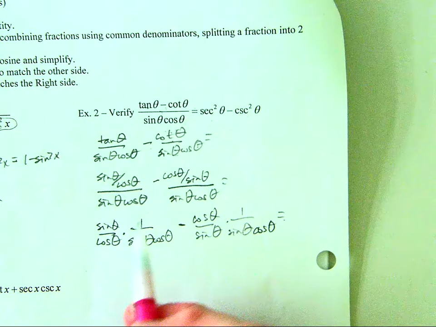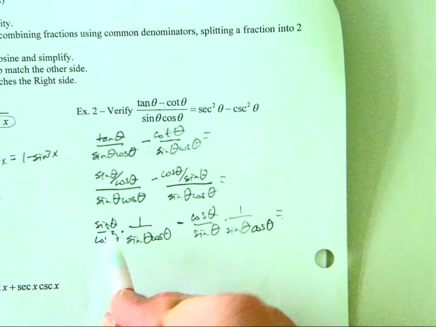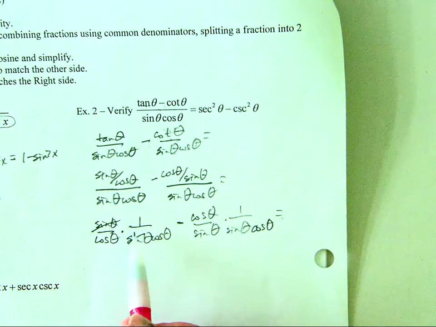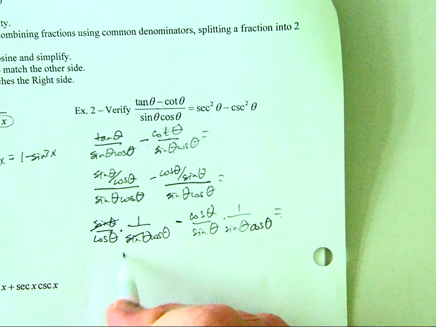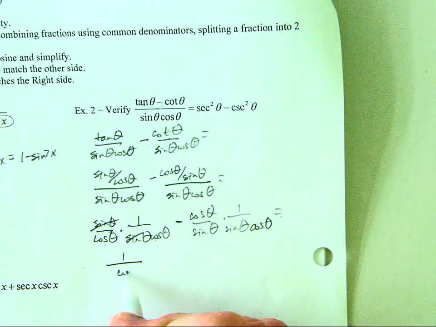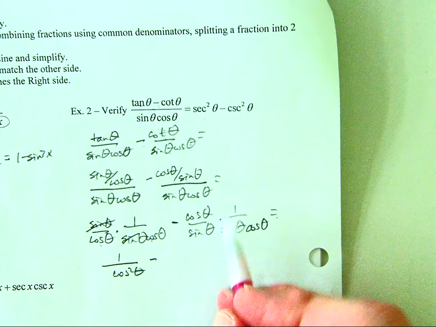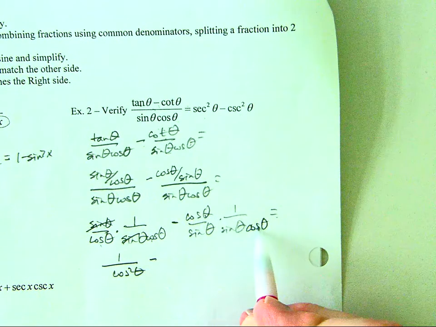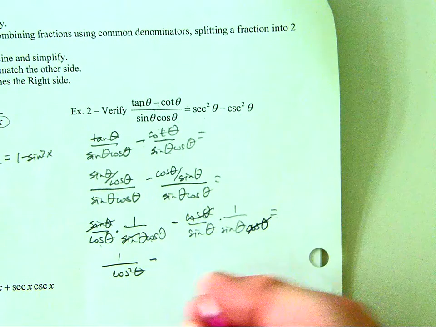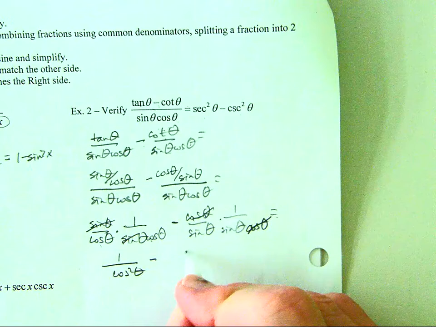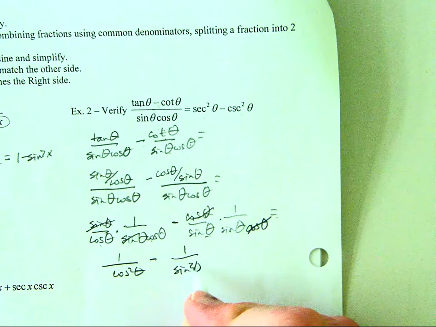Well, let's simplify. Here I have a sine and a sine. Let's divide top and bottom by sine. I'm left with 1 over cosine times cosine, cosine squared. Here I have a cosine on the top and a cosine on the bottom. Let's divide top and bottom by cosine. On the top, I'm left with 1. On the bottom, I'm left with sine squared.